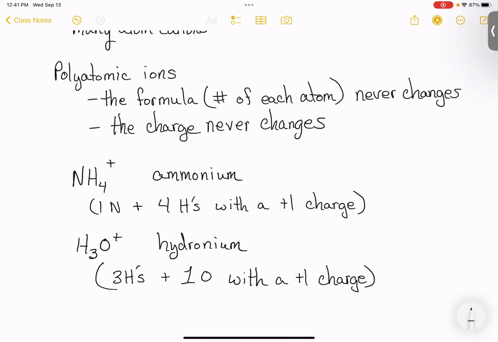But folks, if I were to give you NH4+, I would expect you to spout out ammonium. If I would give you H3O+, I would expect you to spout out hydronium. If I gave you the word hydronium, I'd expect you to write it as H3O+. If I were to give you the word ammonium, I would expect you to write it as NH4 with a +1 charge. They are always the same, whether in name or in formula. Questions?